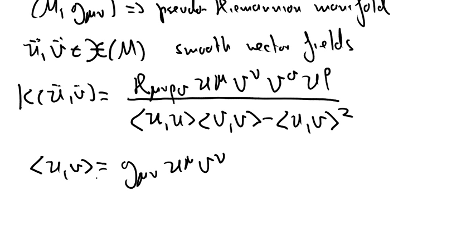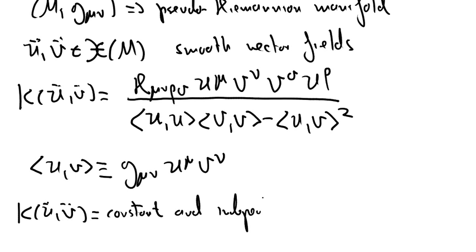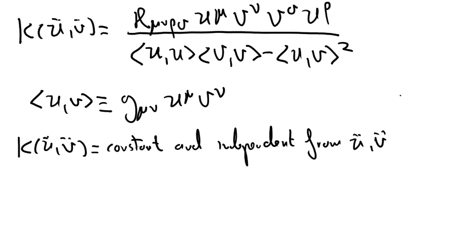The sectional curvature has a clear geometric interpretation, which I'm not going to discuss here. But what I'm going to discuss is the case in which the sectional curvature is constant, which means that this scalar quantity is independent of the chosen smooth vector fields. When that happens, we say that our spacetime is a spacetime of constant sectional curvature.